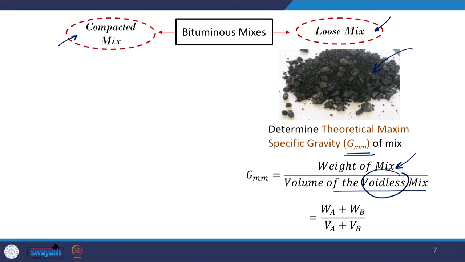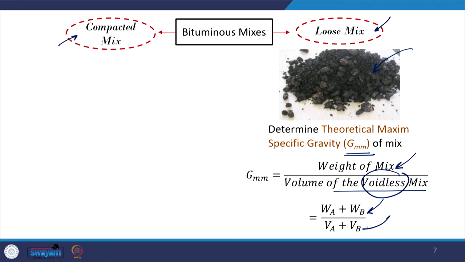So, do not get confused here with the voids in the aggregate surface, because that is now completely covered with bitumen, and whatever bitumen absorption has to take place has already taken place, and we will see how to determine the bitumen absorption. But now, the voids we are talking about are the voids between these individual bitumen coated particles. So, we are not taking that void into consideration, which means this is the weight of aggregate plus weight of binder divided by the volume of aggregate plus volume of binder. In the subsequent slides, we will see the procedure to determine this particular specific gravity.